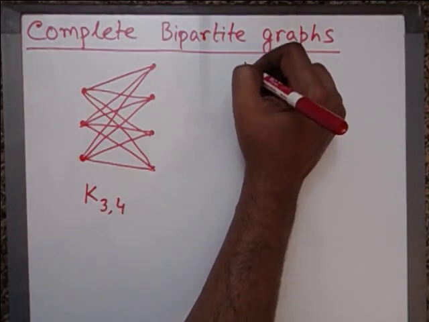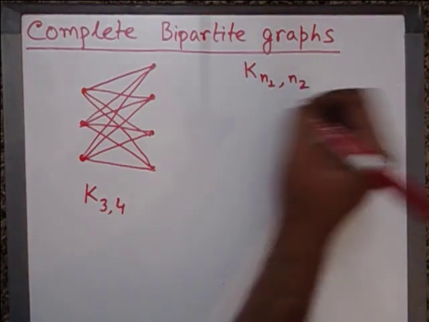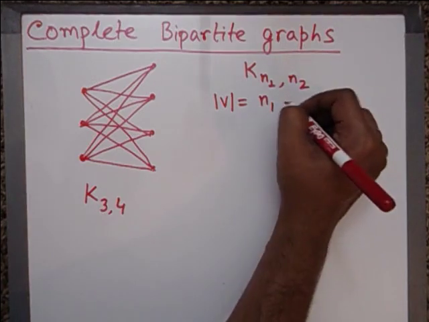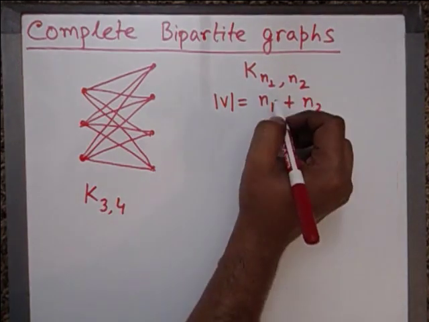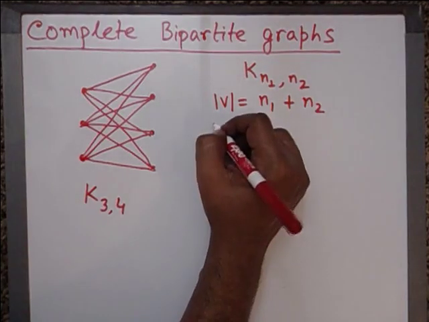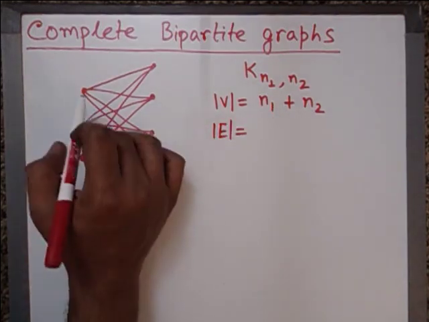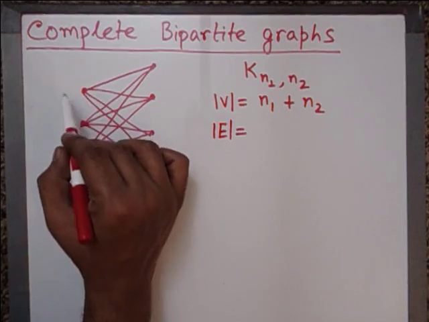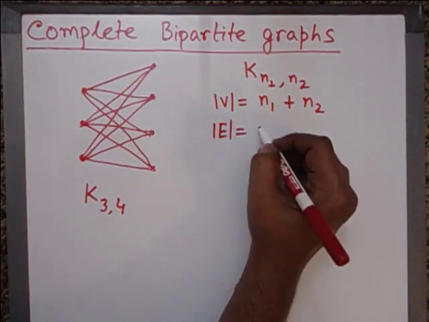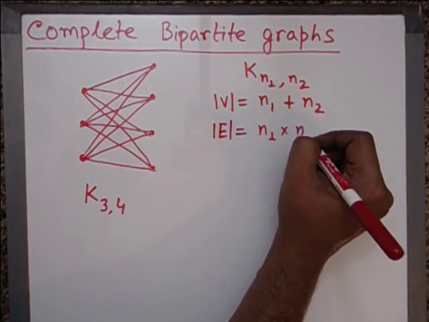Now given a complete bipartite graph, K N1, N2, number of vertices is N1 plus N2. There are N1 vertices on one side, N2 vertices on other side. Number of edges, you can calculate that. Each of these vertices are adjacent to all of these vertices. So N1 times N2.